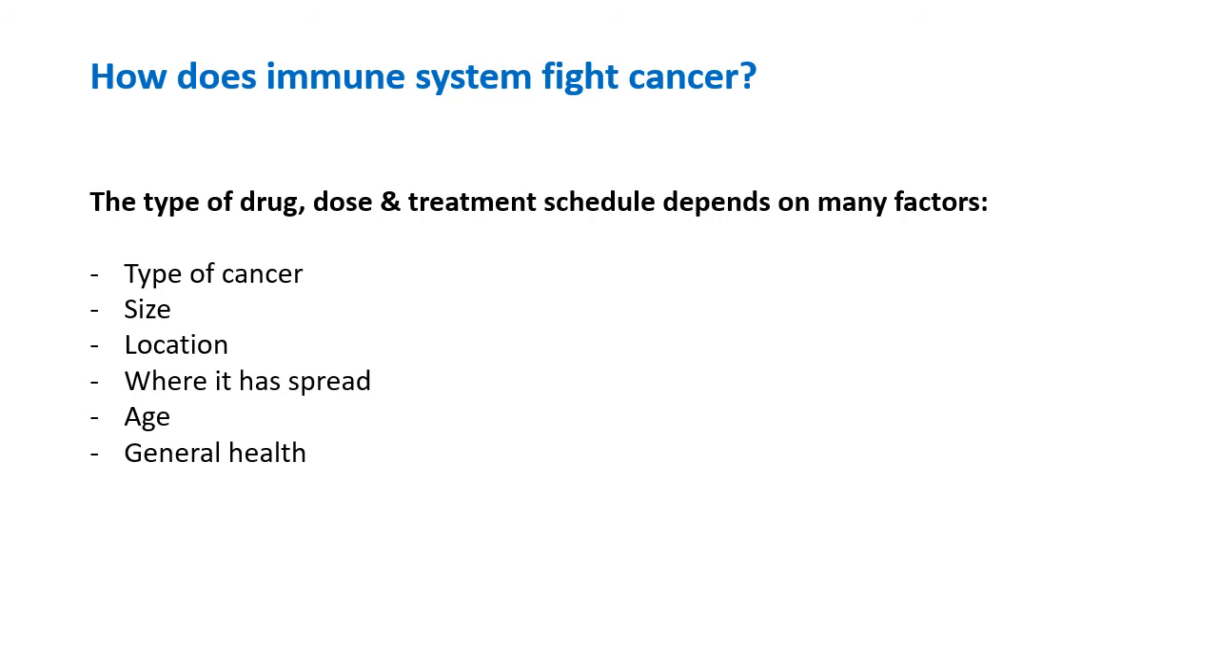So the type of drug and the dose and treatment schedule depend on many factors. These factors are the type of cancer, which type of cancer it is, the size of the tumor, its location, where it has spread, the age of the patient, and the general health of the patient.